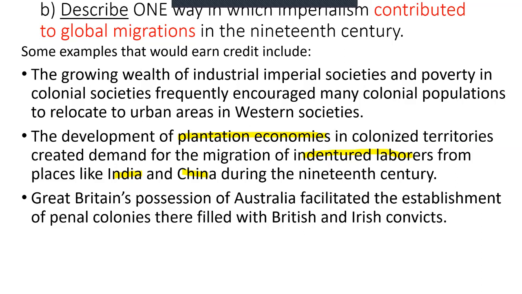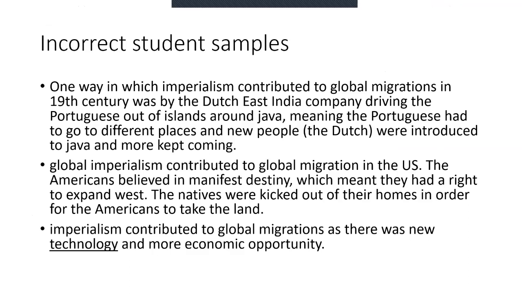Great Britain's possession of Australia facilitated, helped, right? That's a cause and effect word. The establishment of penal colonies, there's the terminology, that were filled with British and Irish convicts, right? Because imperialism would lead to the control of this nation, and having control of Australia helped the British find some place to send their criminals. In transportation, but we have the specific place, Australia, we have the vocabulary term penal colonies, and we have a cause and effect relationship.